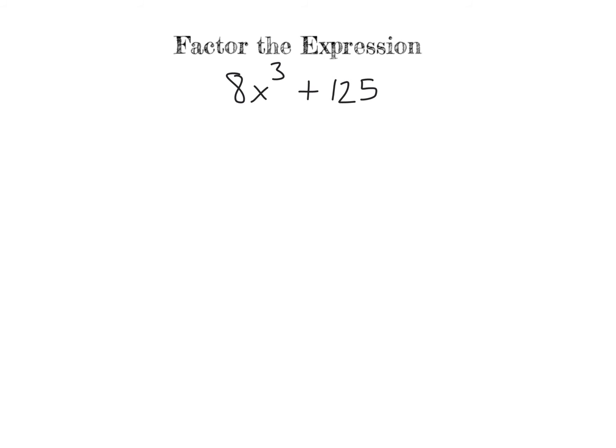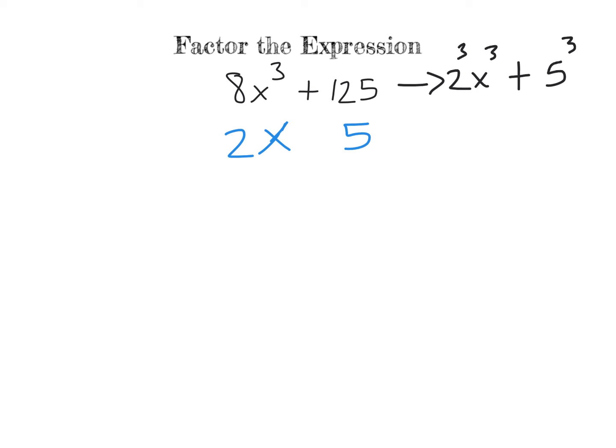So I want to identify where this problem stems from, right? What are the cube roots of my situation? I technically have 2x cubed plus 5 cubed. Knowing the cube roots will allow me to solve my problem because it identifies the key components of what I will be using. So I'm using 2x and 5.